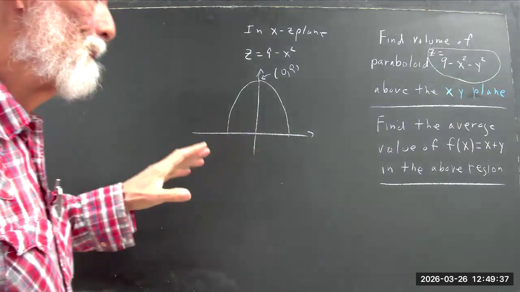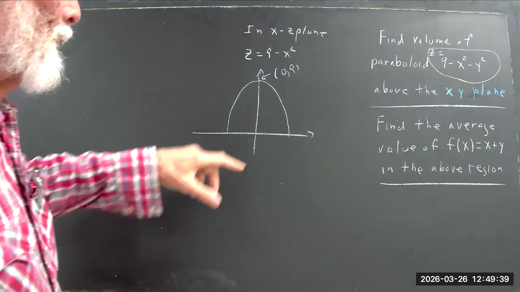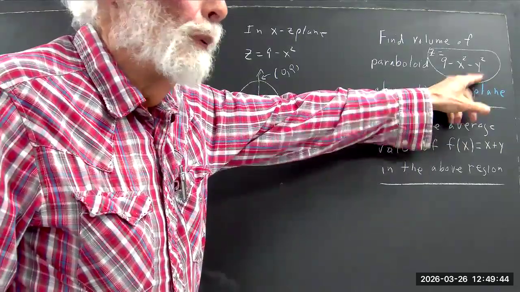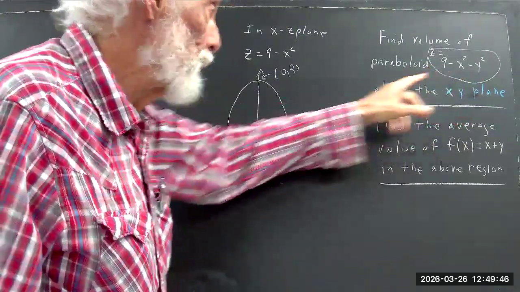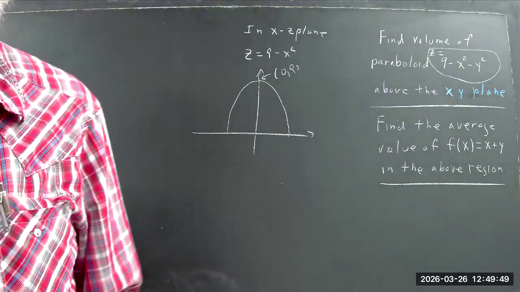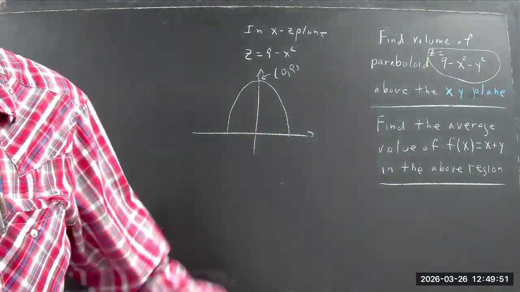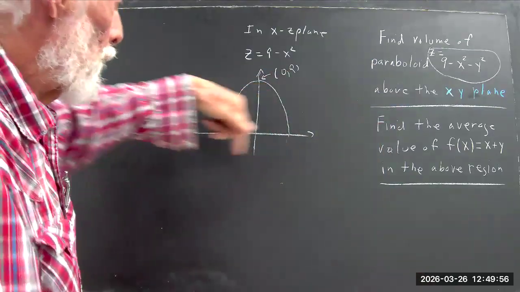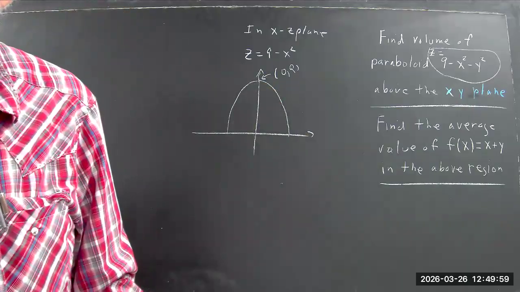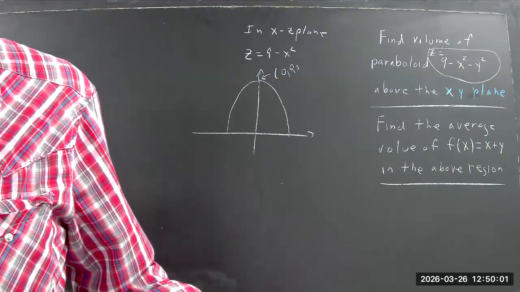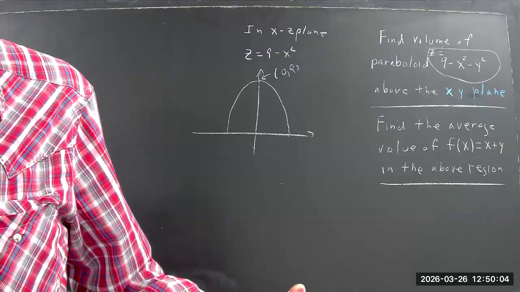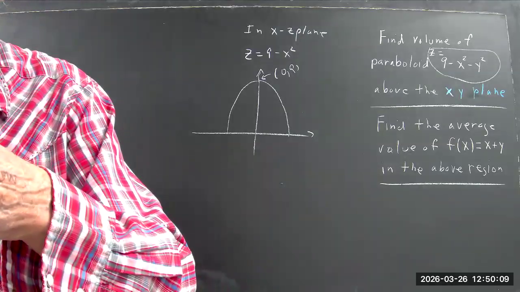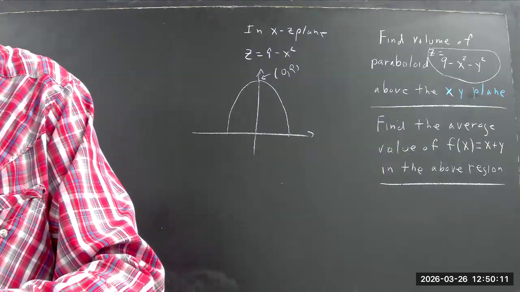Again, make sure we understand, in the xz plane, that's what we get when y is 0. If y is 0, we get z equals 9 minus x squared. That's the picture. In the yz plane, it's the same picture. This is a paraboloid of revolution, then. We revolve this parabola around the z-axis, and that's the region that we're looking at. Okay? Now we have to be able to describe that region ultimately in inequalities.